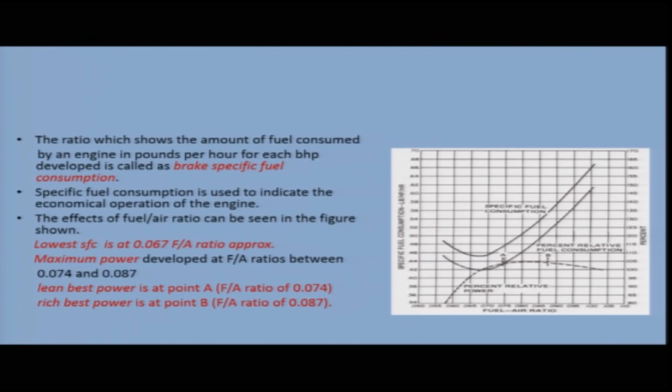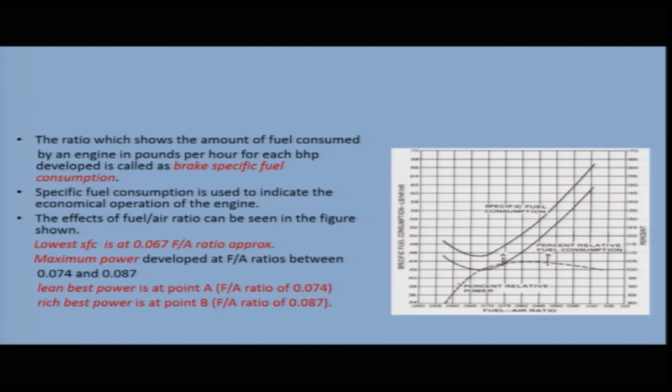Now, if you see the bottom side, the fuel air ratio at 0.067, this is 0.065 and this is 0.070, 0.067 is somewhere here. This gives you the lowest specific fuel consumption. So, 0.067 fuel air ratio is giving you the lowest specific fuel consumption. This is your specific fuel consumption graph.